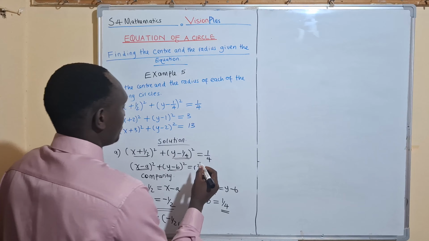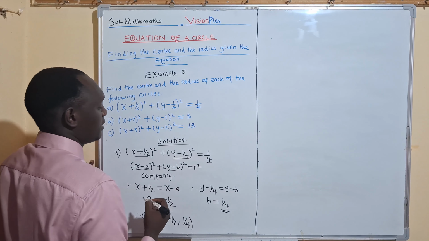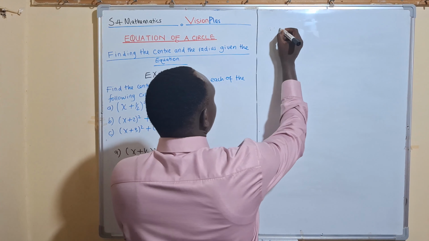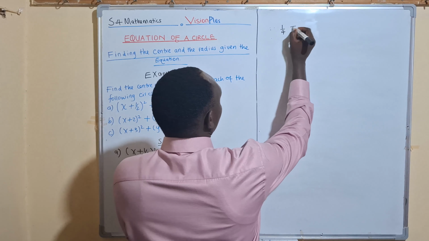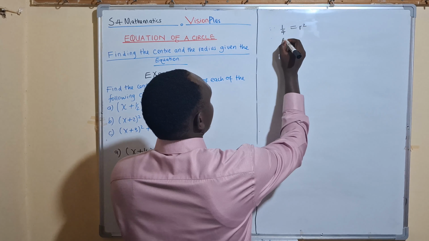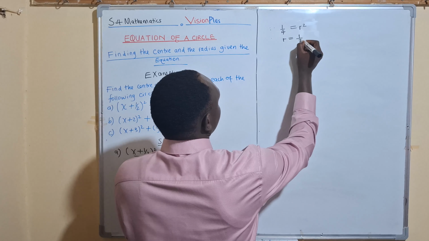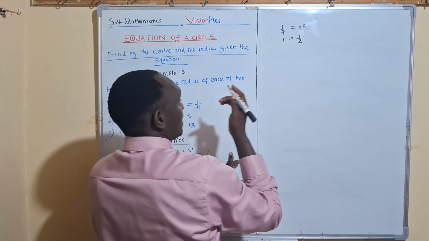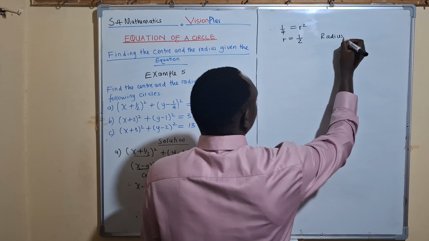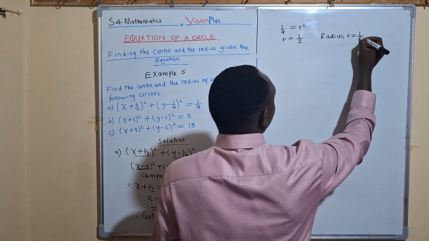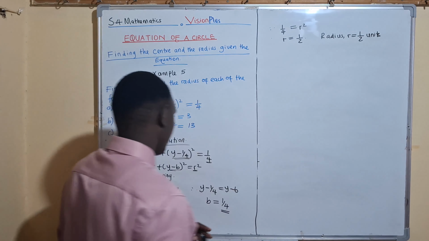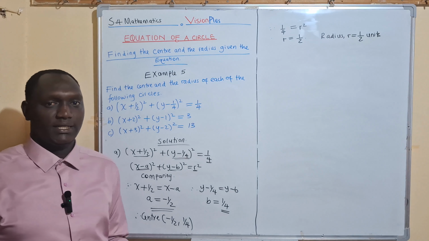And you go on again to compare 1 out of 4 to r squared. So 1 out of 4 equals r squared. Then we take the square root on both sides, so that you find r equals a half. The square root of 1 out of 4 is a half. So the radius r is a half unit or 0.5 units. And that is the solution to part A.